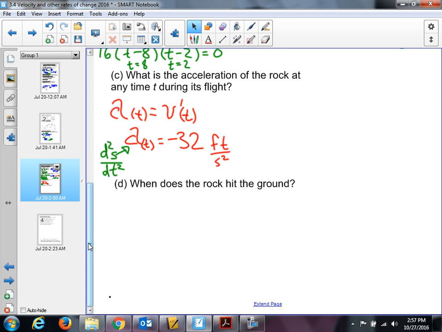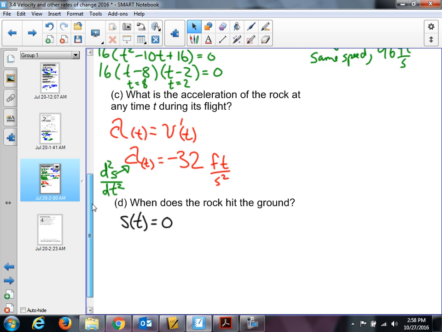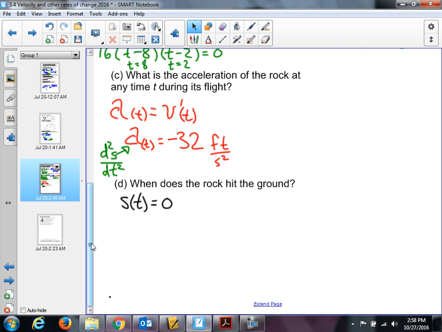Now, gosh, this doesn't end, does it? When does the rock hit the ground? So when is the position 0? It's obviously 0 at the start, but then if we're starting at 0 and then it comes back down, that's the second 0 we're finding, right? So 160t minus 16t squared.